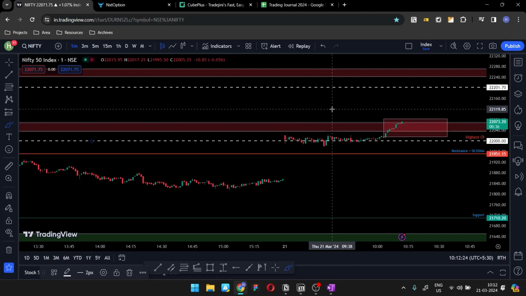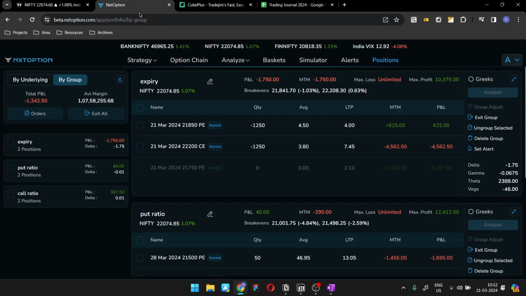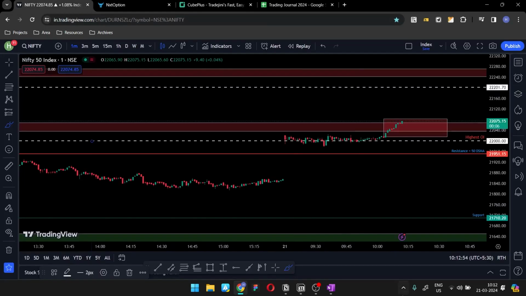If my view of this consolidation between 22,115 and 22,85 is wrong, then I have to adjust my position accordingly. That maybe means that I need to push my puts to 22,000, shift my calls to 22,300. It can be any combination of things, but that will highly depend on the market again. What the market tells me, that I have to do. So we have to see.